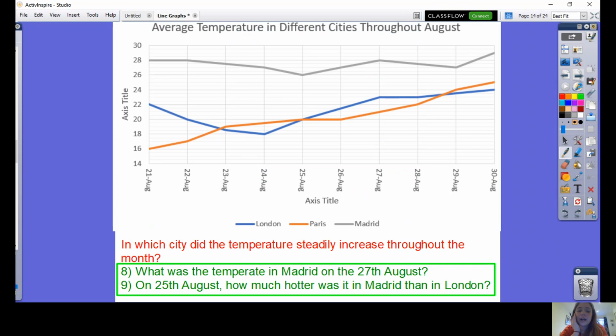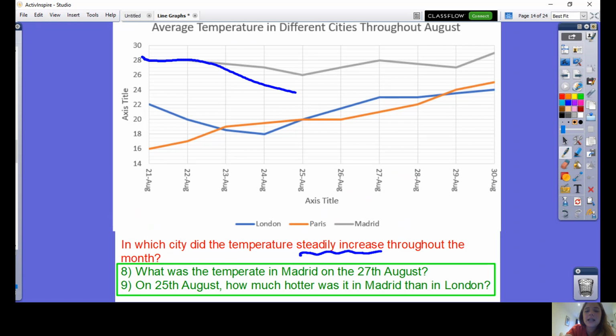Right, you might also have this kind of line graph where you've got the same axes but different measurements measured in different places. This shows the temperature in different cities in August. When you're doing these questions, you've just got to make sure you're looking at the right coloured line. We can see the cities we're looking at are London, Paris and Madrid. So, in which city did the temperatures steadily increase throughout the month? In which city did the temperatures just go up in a steady line?